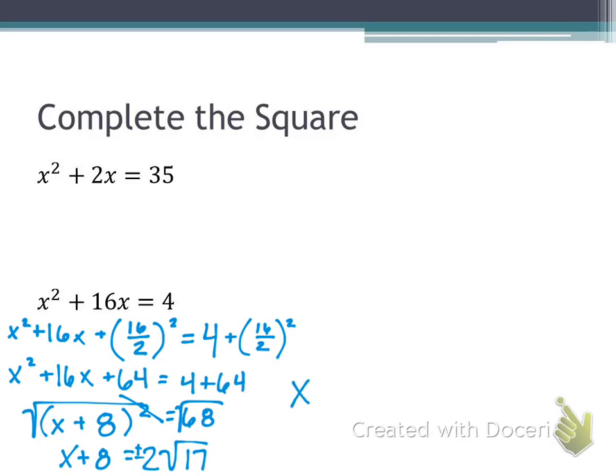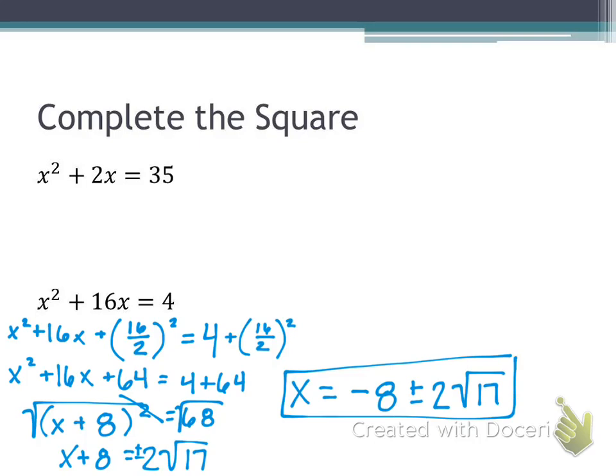I subtract 8 on both sides, and I get x equals negative 8 plus or minus 2 times the square root of 17. And I can leave my answer like this, because technically this represents 2 answers. Because I have negative 8 plus 2 times the square root of 17 and negative 8 minus 2 times the square root of 17. So that's what I want to do, because I know they're not like terms, so there's no point in me writing it out twice. I just leave the plus and minus sign there, and I know that represents 2 answers. Okay?